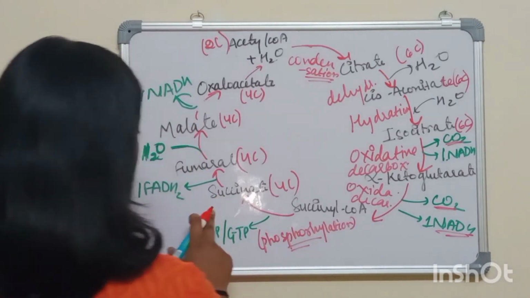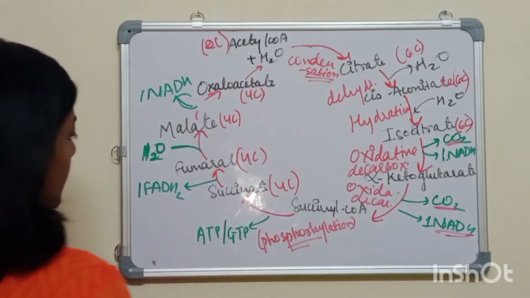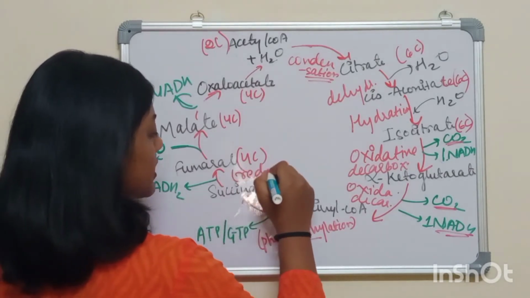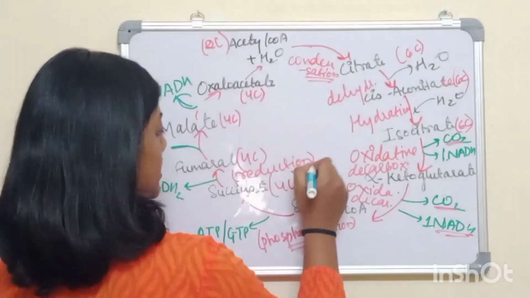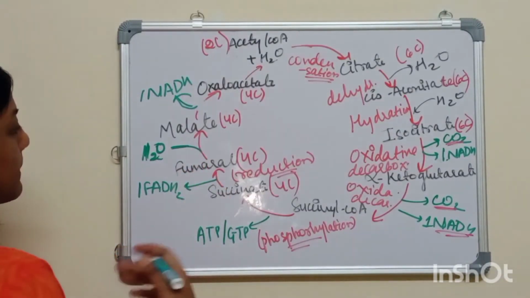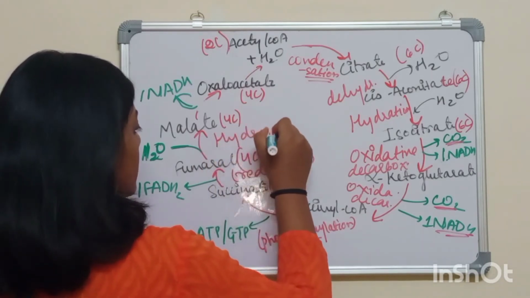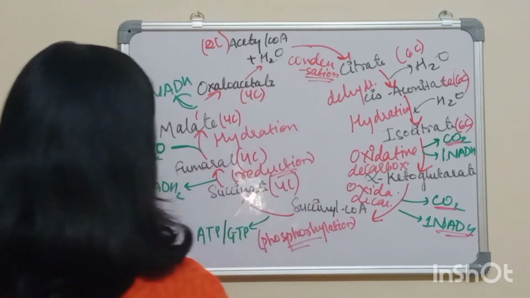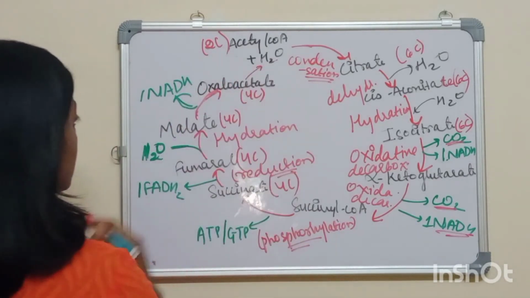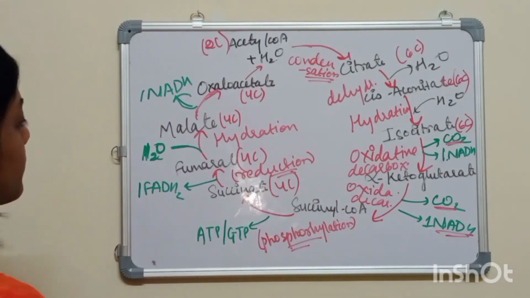Now succinate is converted into fumarate. One FADH2 is produced, so it is reduction. Reducing energy is produced, so it is a reduction step. Now fumarate is converted into malate. This is hydration. Water is added. Now malate is converted into oxaloacetate. Now one more NADH is produced here. Okay.